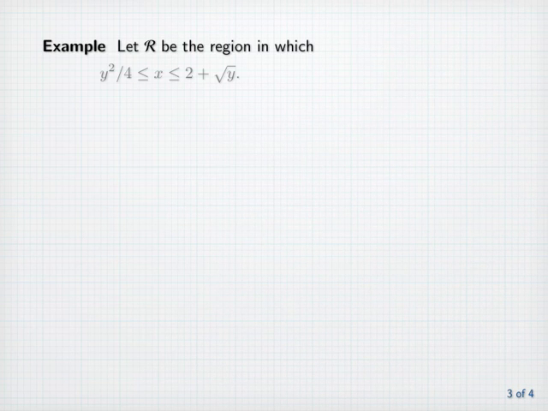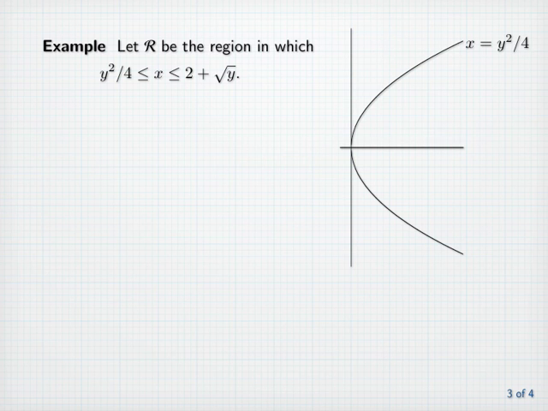One more example. Let R be the region in which x is between y squared over 4 and 2 plus the square root of y. The graph of x equals y squared over 4 is this rightward opening parabola. To see the graph of x equals 2 plus the square root of y, let's first solve for y to obtain y equals (x minus 2) squared, whose graph is an upward opening parabola with vertex at (2, 0). But x equals 2 plus square root of y requires x to be greater than or equal to 2, so we have only the right half of that parabola.